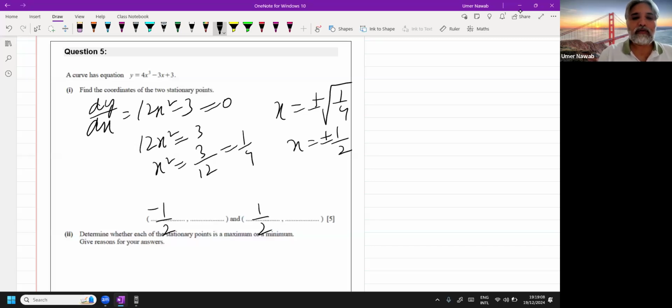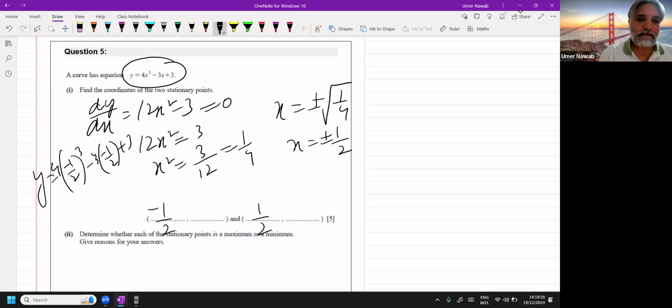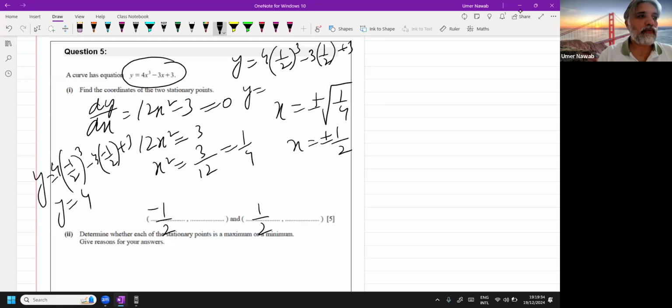Now can I plug these values one by one into the original equation? So first I substitute negative 1 over 2. It gives us the value of y as 4. In the same way, we substitute half. This will give us a y value of 2. So for negative half, we are getting 4, and for half, we are getting 2.